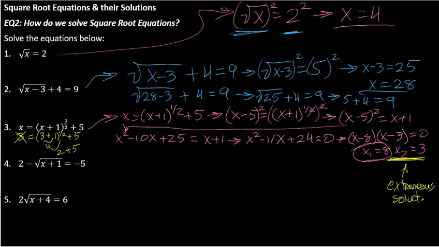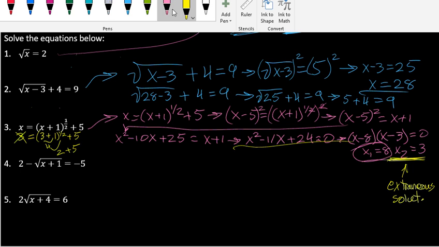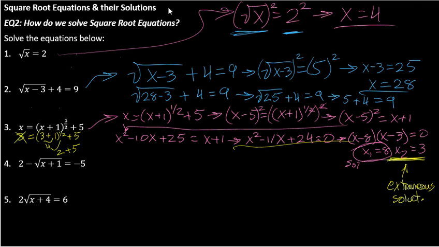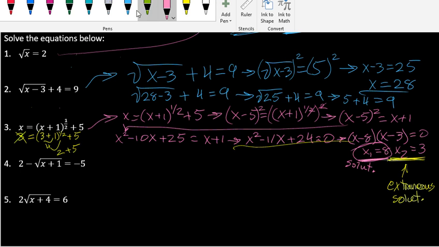So if you're solving a square root equation, right, and you come to a quadratic like we did here, only one of them is the solution. In this case, our x1, 8, was our solution. Our x2, 3, was an extraneous solution. In other words, when we plugged it in, it didn't work. All right? Okay, so let's look at a couple more examples.